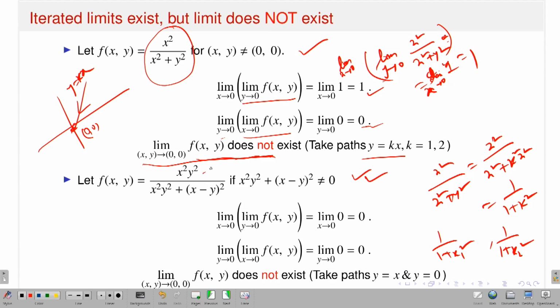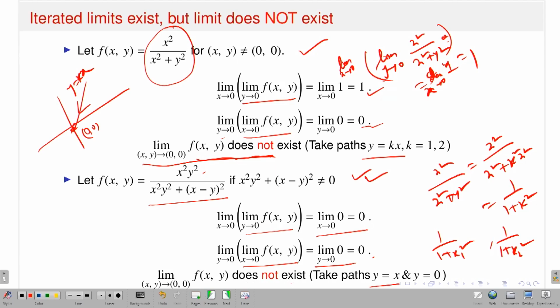x square y square divided by x square y square plus (x minus y) whole square. Again, you can easily check that if I take the limit y approaches 0, this is a 0 function, so the limit as x approaches 0 is also 0. Taking the limit x approaches 0 of f of xy, this is also a 0 function, so if I take the limit, this is also 0. However, the double limit as xy approaches 0 does not exist.